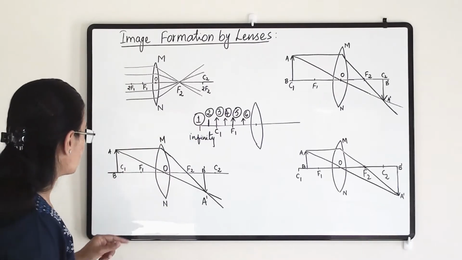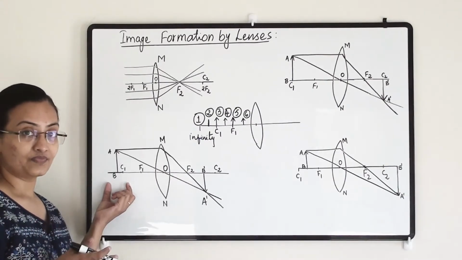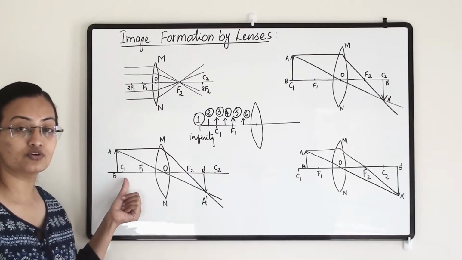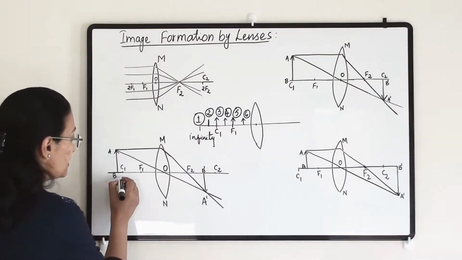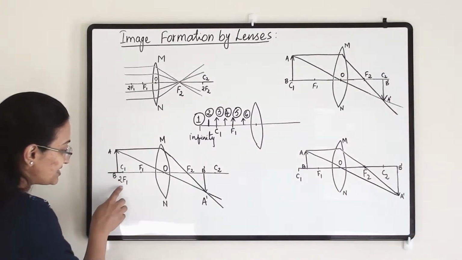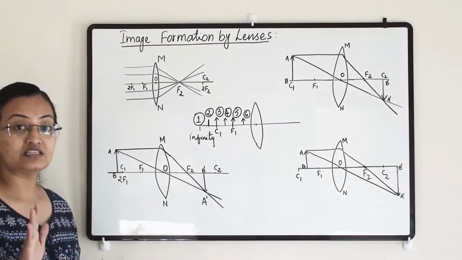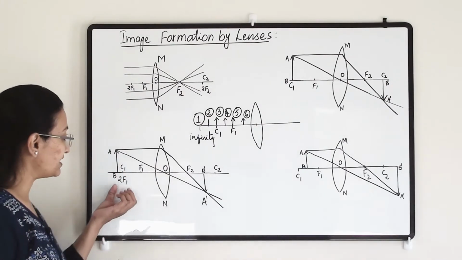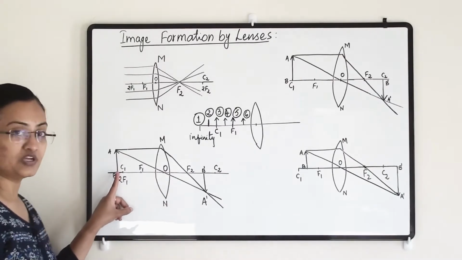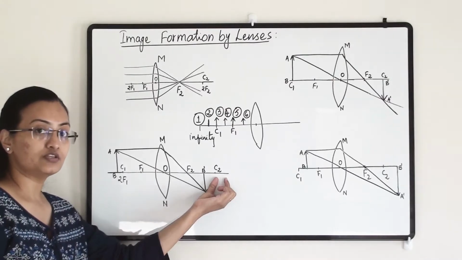Then second case, when we are keeping the object beyond C, beyond the center of curvature, or in terms of lenses we can also say this is 2F1. This is the first focus point and this is the second focus point. But here we are going to maintain it as C1 so that we will not get confused between 2F1 and F1. So this is going to be our center of curvature 1 and this is going to be our center of curvature 2.